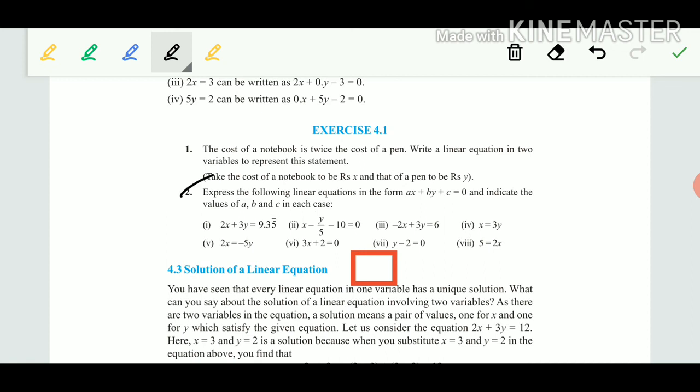Second question is same as the examples. Write the following equation in the general form, ax plus by plus c is equals to 0, and indicate the values of a, b, c, where a is the coefficient of x, b is the coefficient of y, and c is the constant number. So find the values of a, b and c.